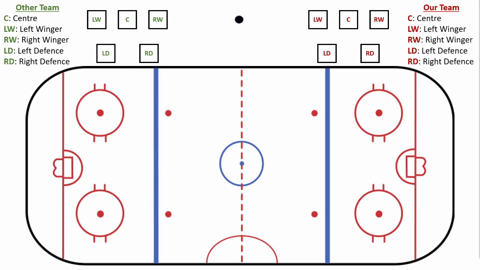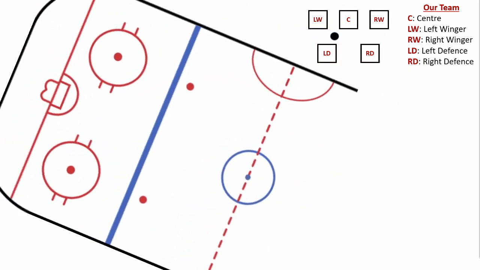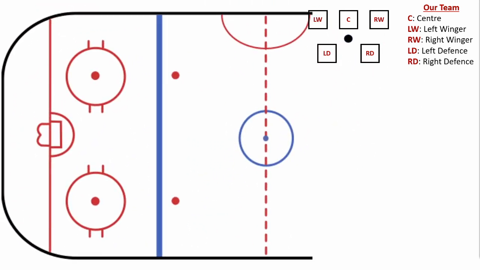So this is going to be a video on some offensive zone positioning. This changes things up quite a bit from our defensive zone positioning. So let's look at that. Whoa, flippy animation there. So we've got our team, our center, our left winger, right winger, left defense, and right defense. Just kidding. No, we don't.